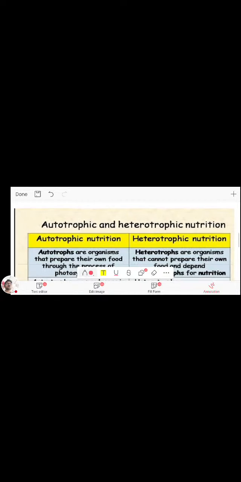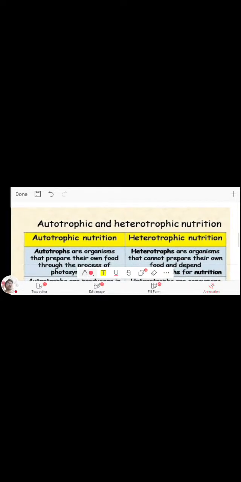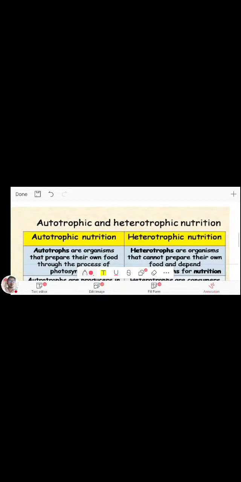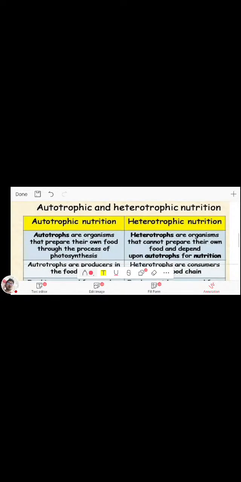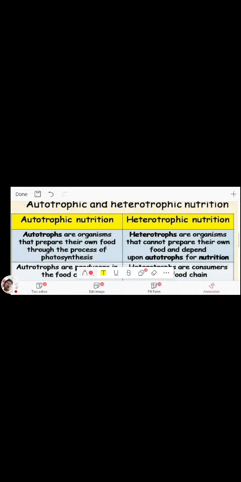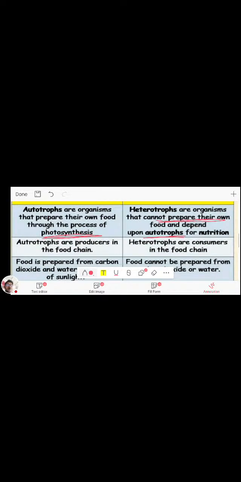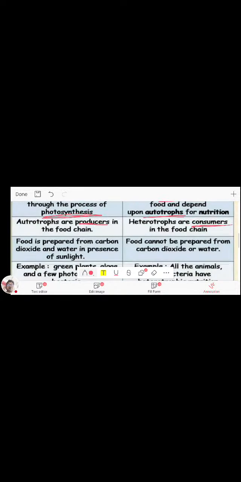Autotrophic and heterotrophic nutrition. This is also an important concept from life processes. Autotrophs means the organisms which prepare their own food. The organisms that prepare their own food through the process of photosynthesis is known as autotrophic nutrition. Heterotrophs means they cannot prepare their own food and depend on autotrophs. Autotrophs are producers, heterotrophs are consumers in the food chain.